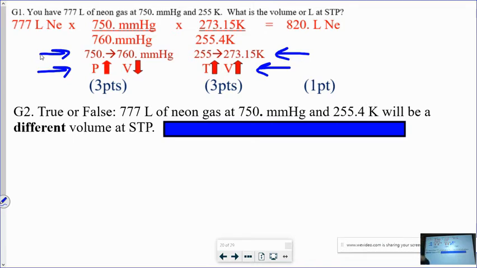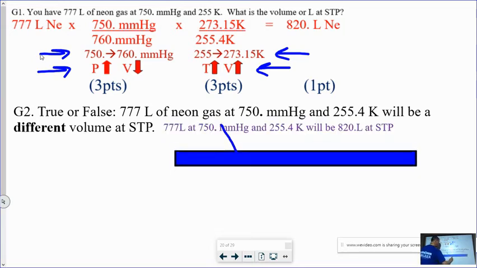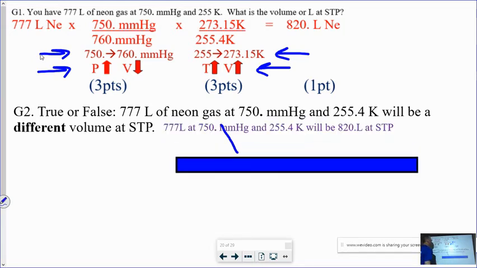G2 says true or false: 777 liters of neon gas at 750 millimeters of mercury and 255.4 Kelvin will be a different volume at STP. Well, that answer is true. Okay, that is absolutely true. So we have this volume at the conditions in the problem, and we have this volume at STP. So if you change the conditions, you will change the volume of your gas.